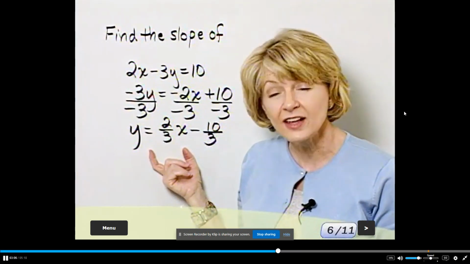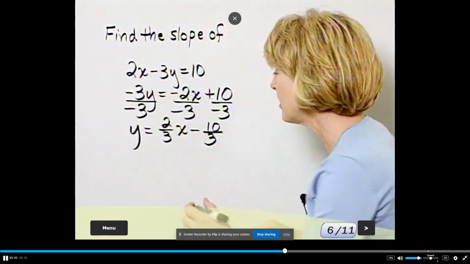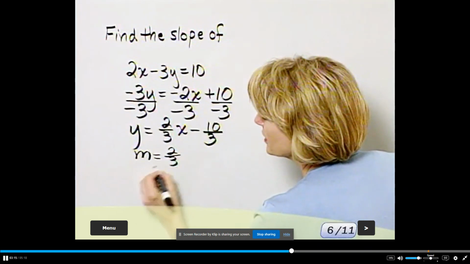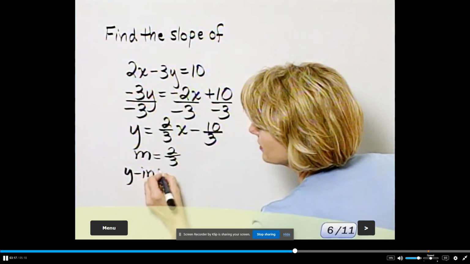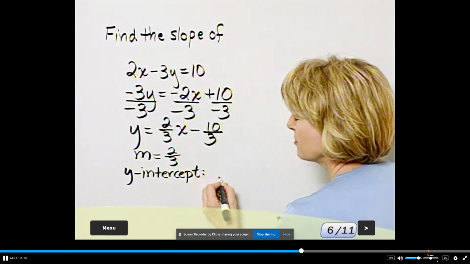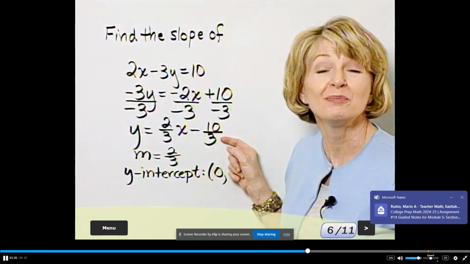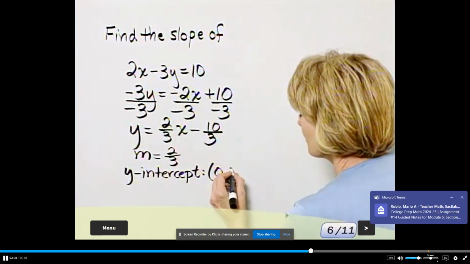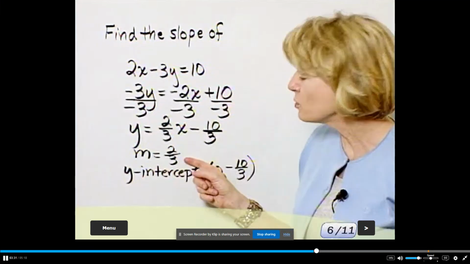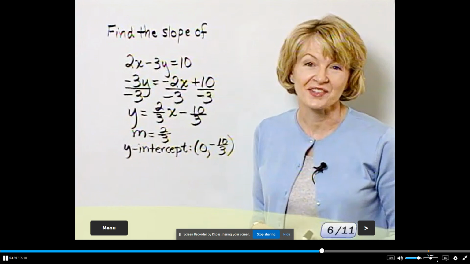What is the slope of the graph of this equation? It is the coefficient of x. So the slope is 2/3. Now, by the way, just for practice, what is the y-intercept? It's 0, b, and b is negative 10/3. So there's the slope of the graph of that equation, and there is the y-intercept.